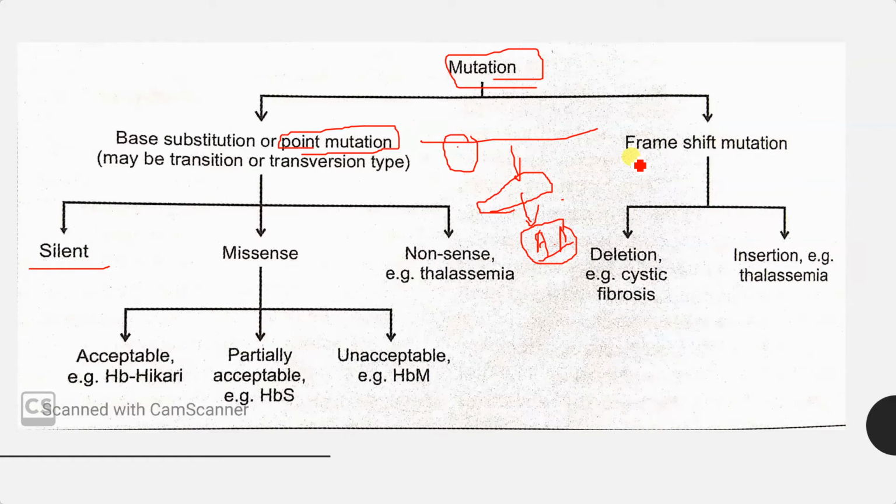The second category, frameshift mutation, is due to the insertion or deletion of nitrogenous bases, where one or more nitrogenous bases are the cause. So we will see one by one in detail.